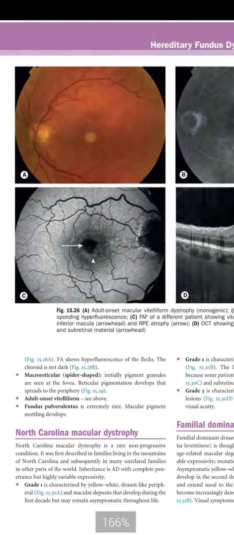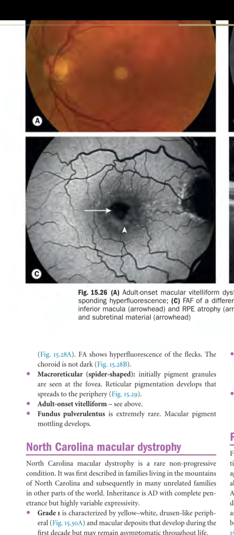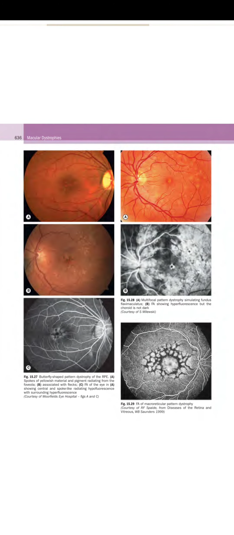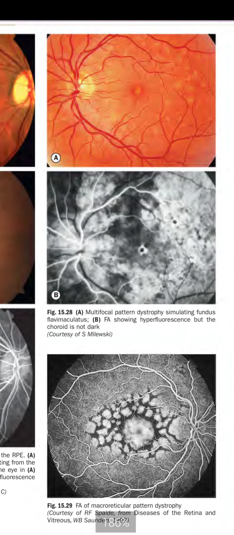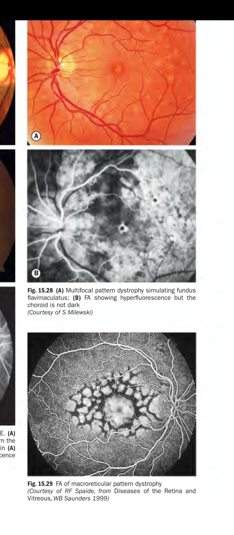Then there is a macro-reticular spider shape. Initially, pigment granules are seen at the fovea. Reticular pigmentation develops that spreads to the periphery. So this is figure 15.29 showing fluorescein angiography of the macro-reticular pattern dystrophy. So there are hyperfluorescent and hypofluorescent areas in between.